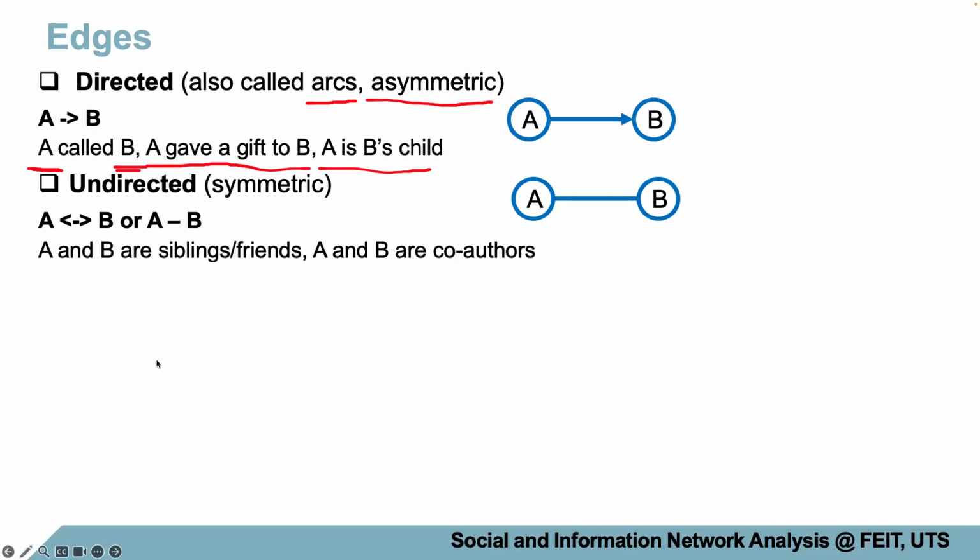Undirected edge means the relationship between the 2 nodes is mutual or symmetric. For example, A and B are siblings or friends, then between A and B there's no direction. They are just friends. Or A and B are co-authors. That means they are both authors of the book or paper. There's a relationship between them. So that is the undirected edge.